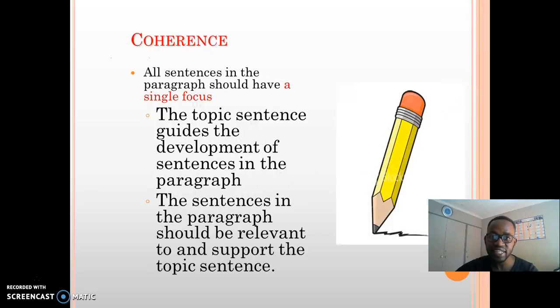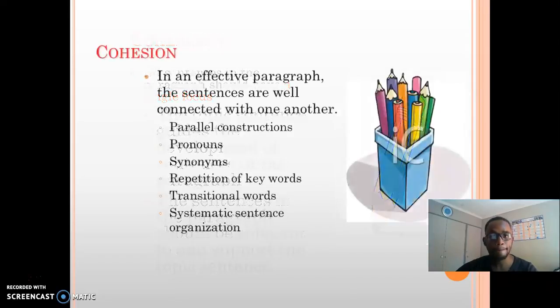Coherence. All sentences in the paragraph should have a single focus. When you're writing the first paragraph, it should have its own thoughts before you can move on to the other focus. About coherence, the topic sentence guides the development of the sentences in the paragraph. The sentences in the paragraph should be relevant to and support the topic sentence.